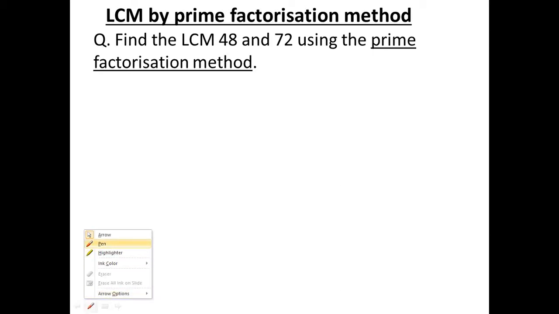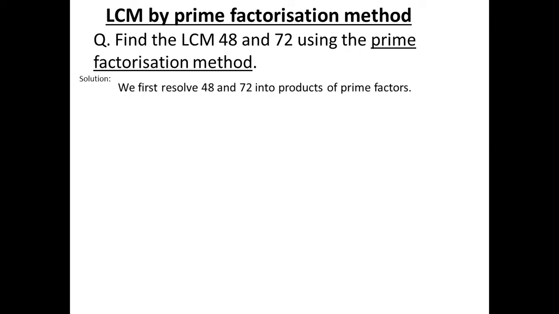What is prime factorization? I hope all of you know. Expressing any number as a product of its prime factors is called prime factorization, and here we will follow that method, and that is called the prime factorization method. So first step, we have to find all the factors to show 48 and 72 as a product of prime factors. That is called prime factorization, right? So we will first resolve 48 and 72 into products of prime factors.